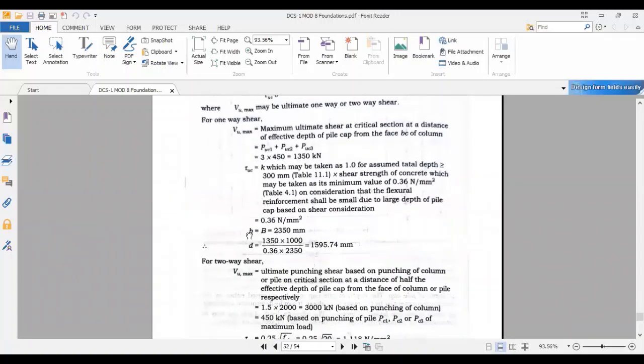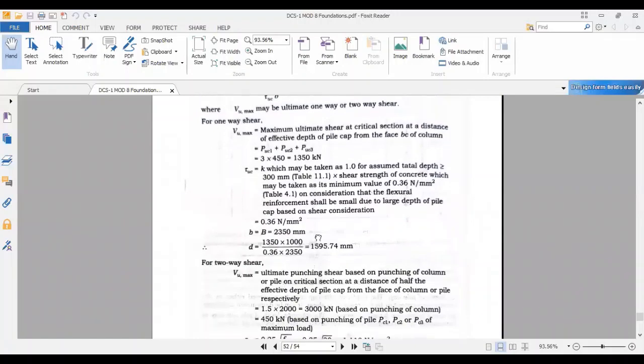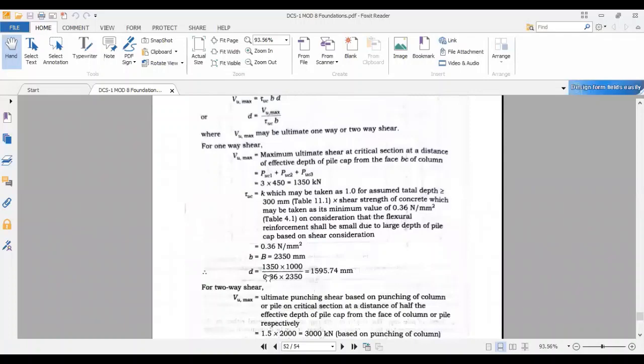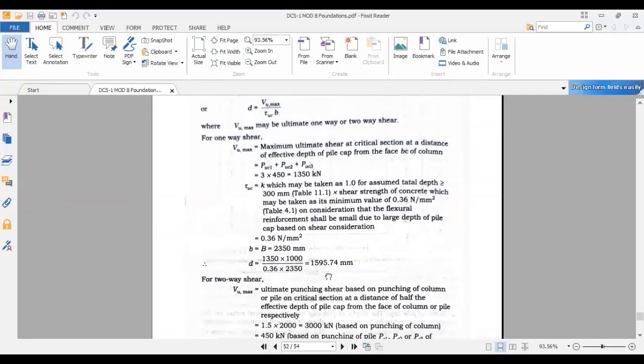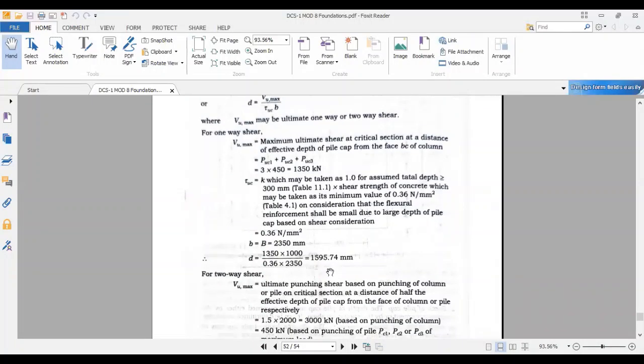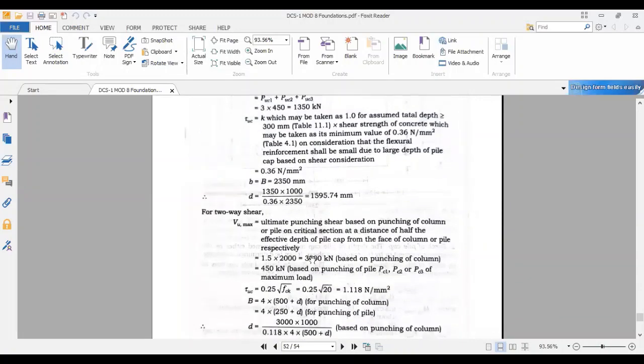So this gives capital B as 2350 mm, and using all these values in the equation of D, we get the value of D as 1350 multiplied by 1000 upon 0.36 into 2350. So this gives the value as 1595.74 mm. Now next, we'll design for two-way shear.